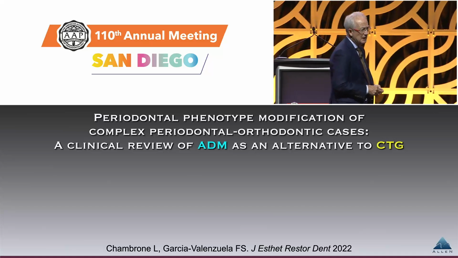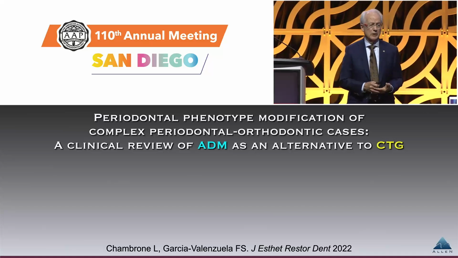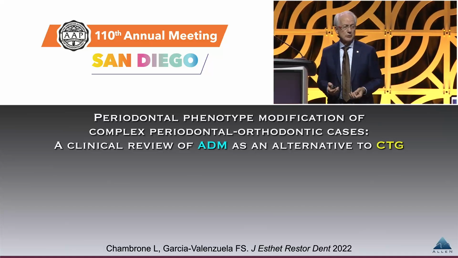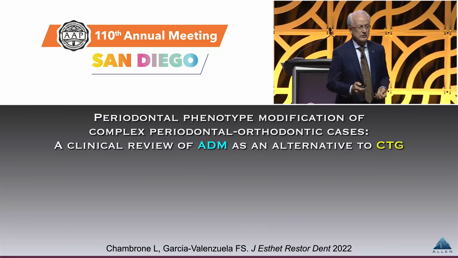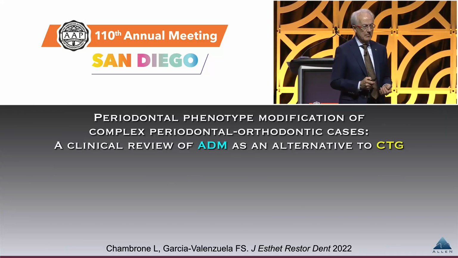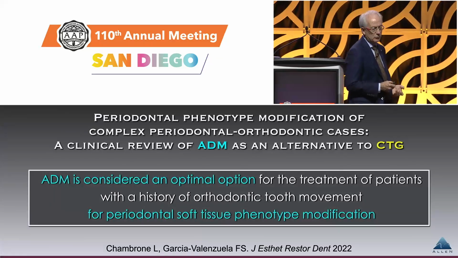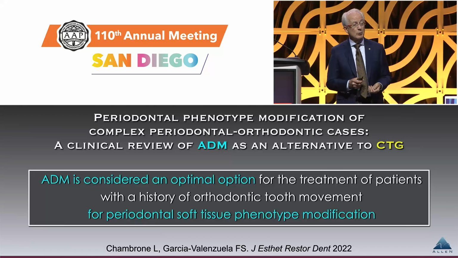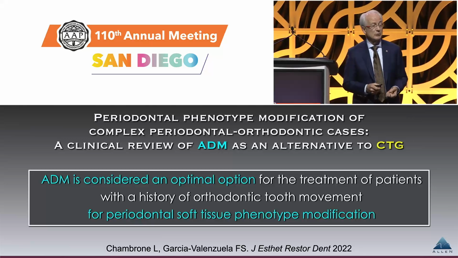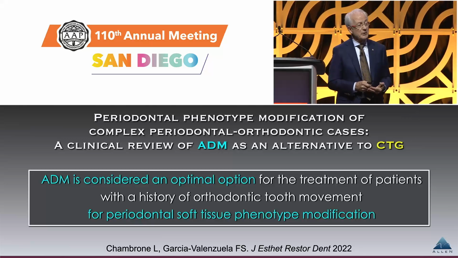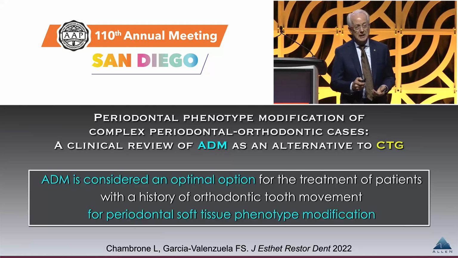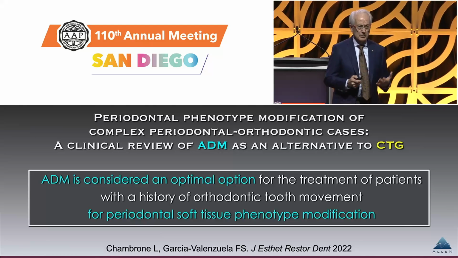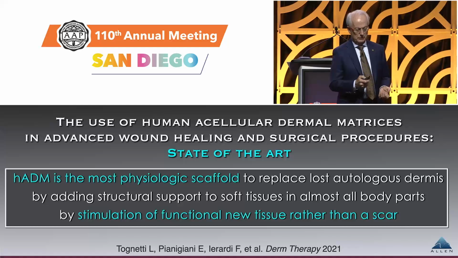So let's talk about graft material just really quickly. This was a clinical review of acellular dermal matrix as an alternative to palatal tissue, and it's published in 22. And their finding was that ADM is considered an optimal option for treatment of patients with a history of orthodontic tooth movement for periodontal soft tissue phenotype modification. So there's evidence to support the graft, the material that I use.